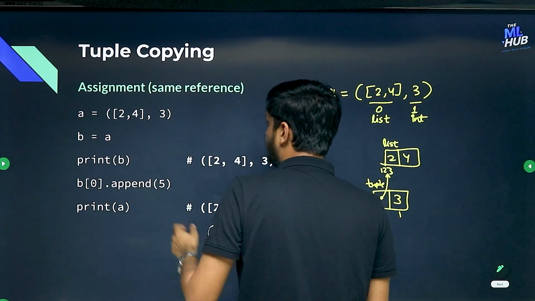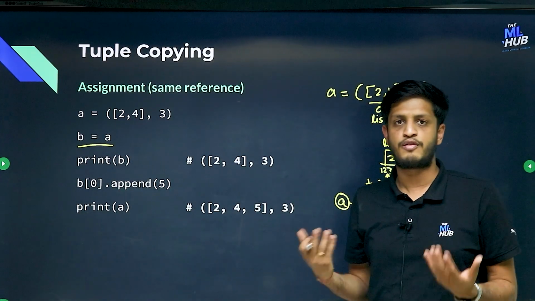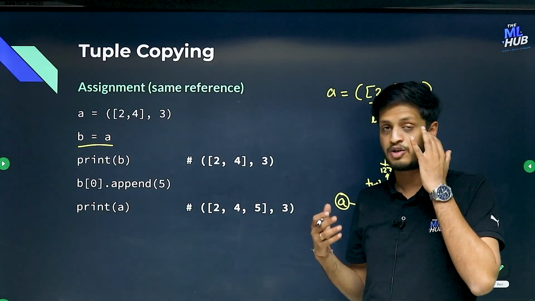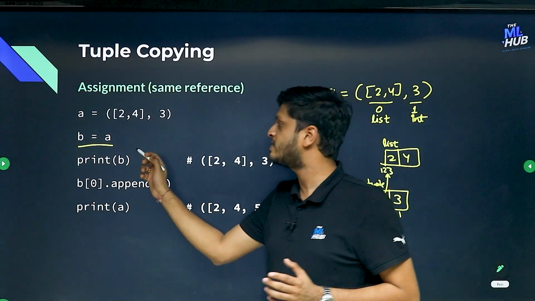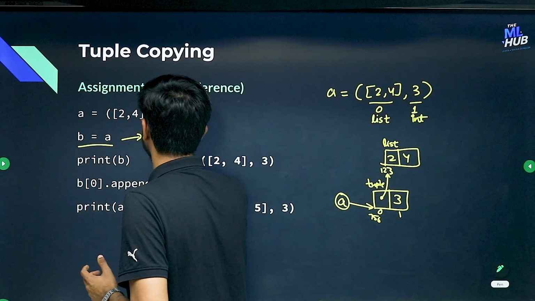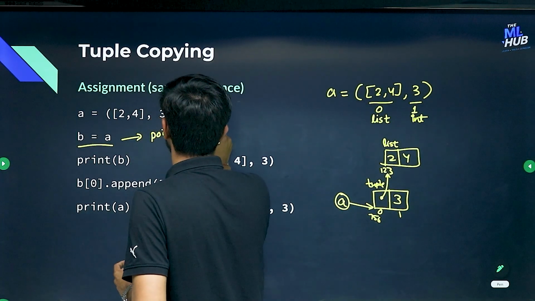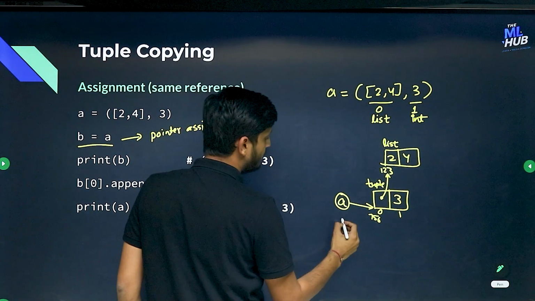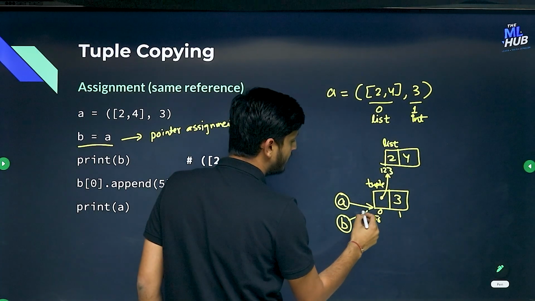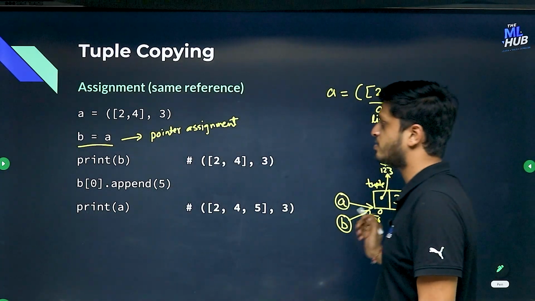Okay. Now when you write b is equal to a, here you are not creating any sort of copy, not like shallow copy, deep copy, any type of copy. You are not creating a copy. When you write b is equal to a, it is just pointer assignment or reference assignment. So it will just assign the address of a to b. So now b as a variable will also be pointing at the same memory location. That's all. So nothing new is created. B is also pointing here.